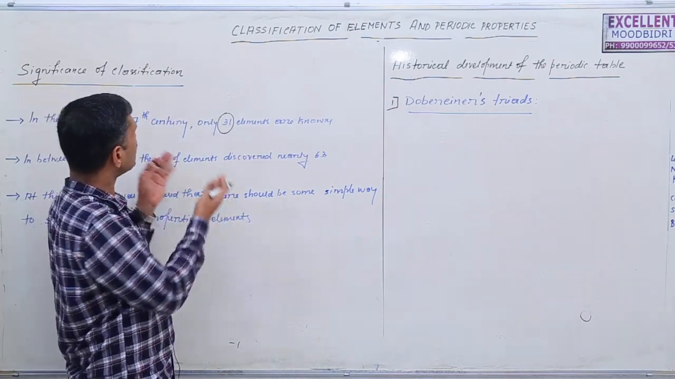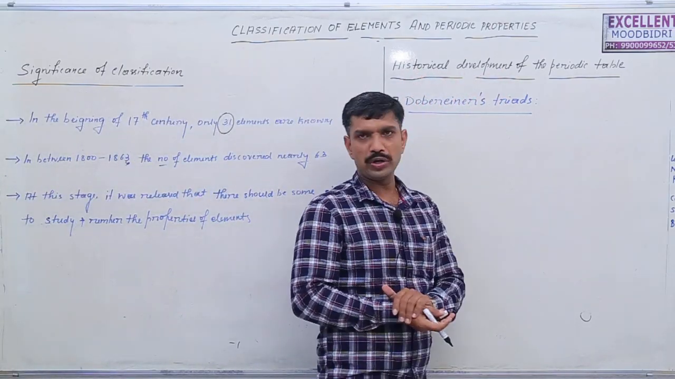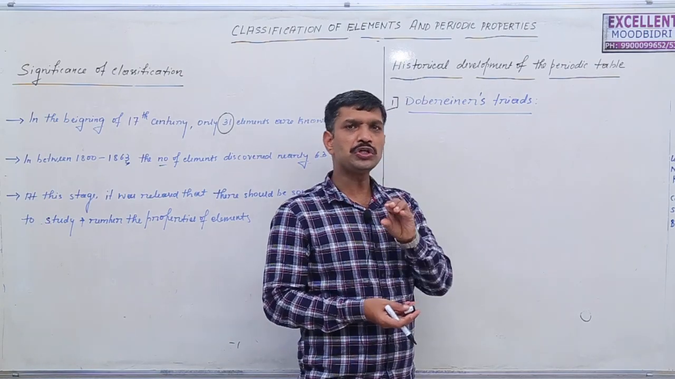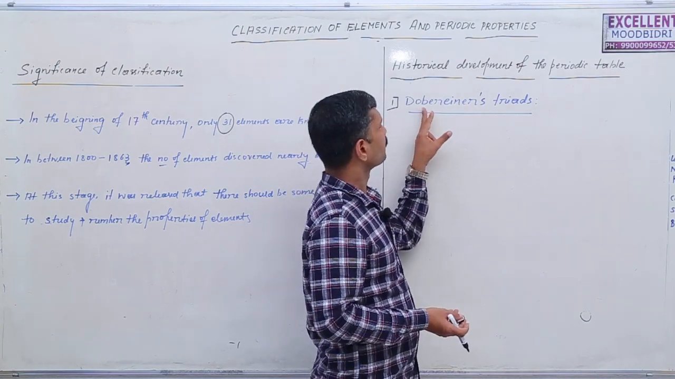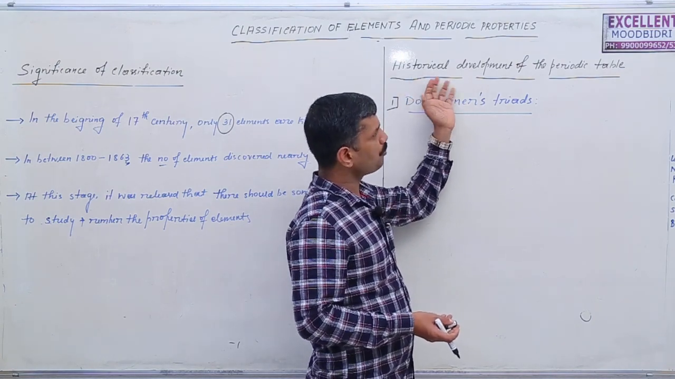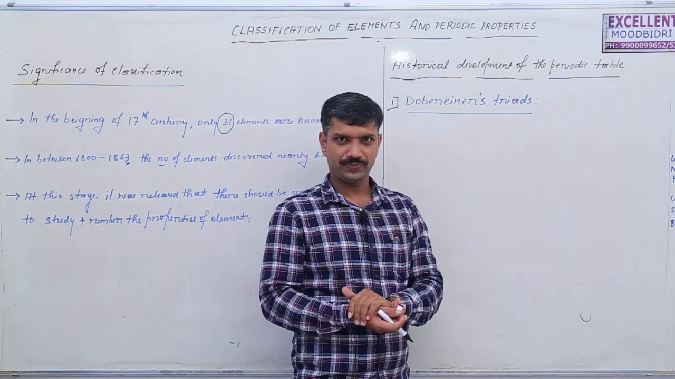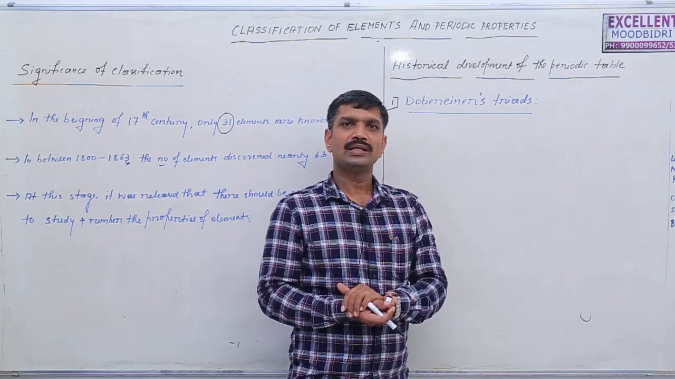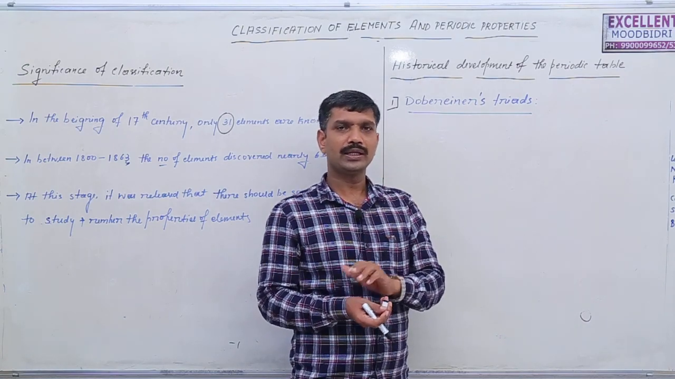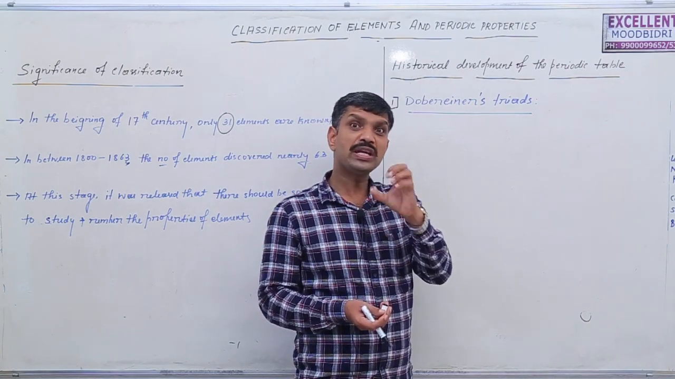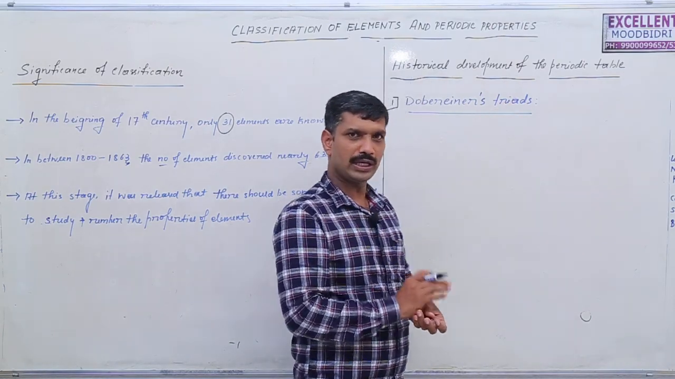Then how was the classification of the periodic table done? That is called the historical development of the periodic table. Different scientists contributed to the classification of the periodic table. One important contribution was made by the scientist Dobereiner, with triads. Dobereiner was a German scientist. He grouped the elements, making groups of 3 elements. A group of 3 elements is known as a triad.